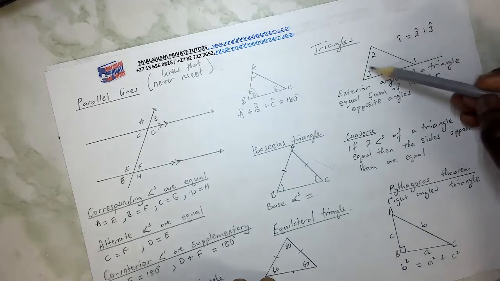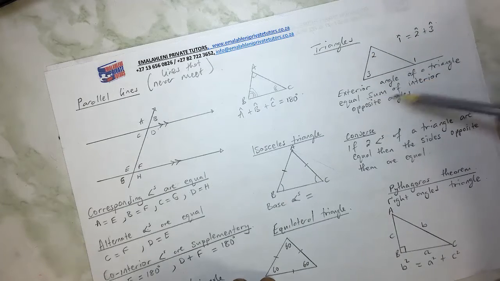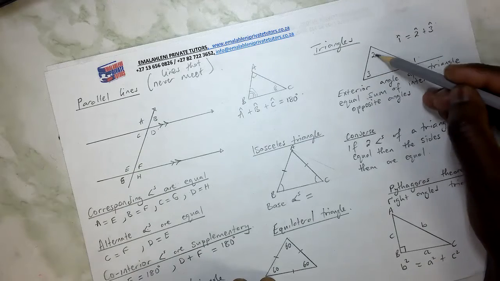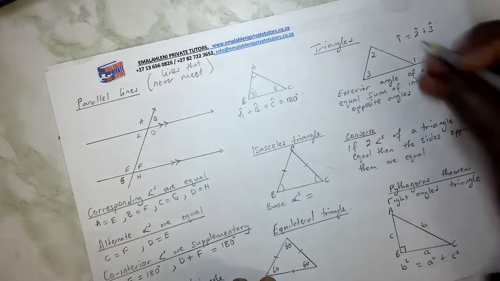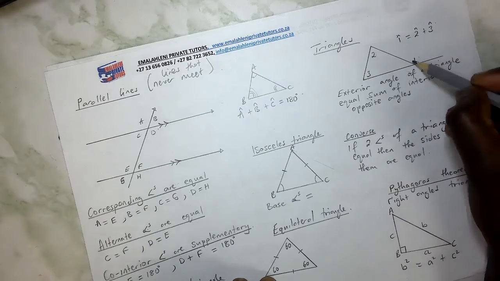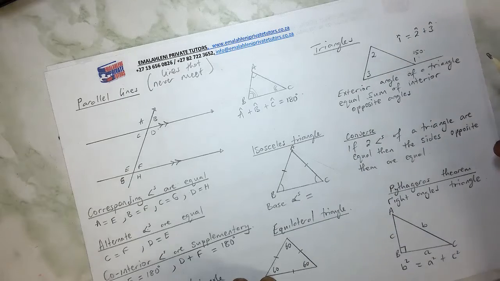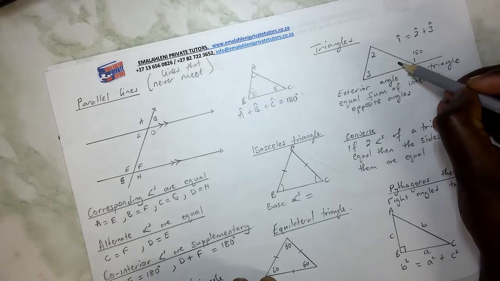Now, we move on to another thing that you need to understand. The exterior angle of a triangle is equal to the sum of the opposite interior angles. So this exterior angle here is equal to the sum of these two. For example, let's say we have a straight line, and this angle here is, let's say, 150. Then since it's a straight line, the interior angle here should give us 30.